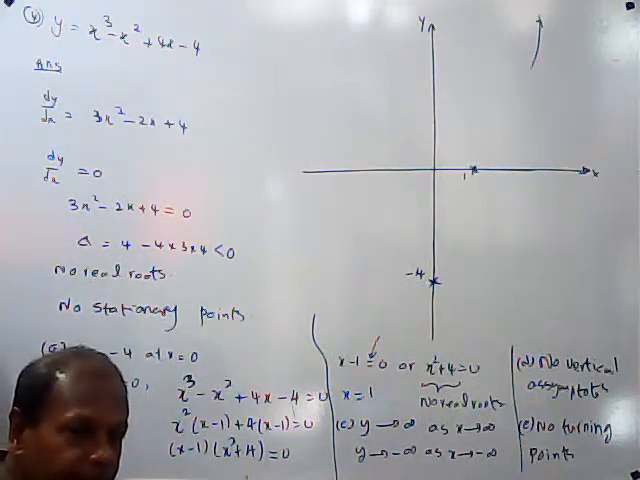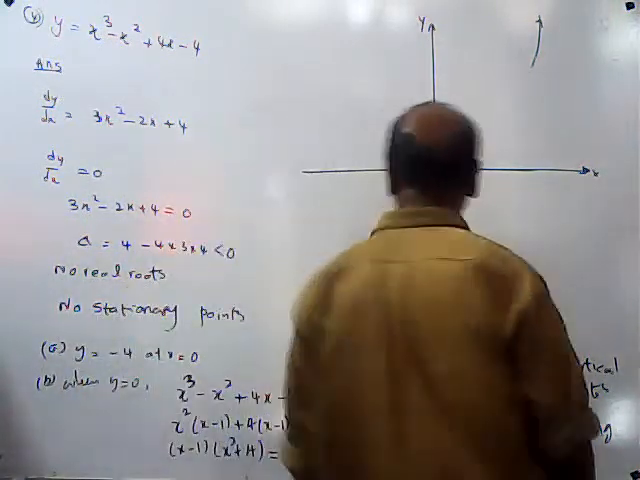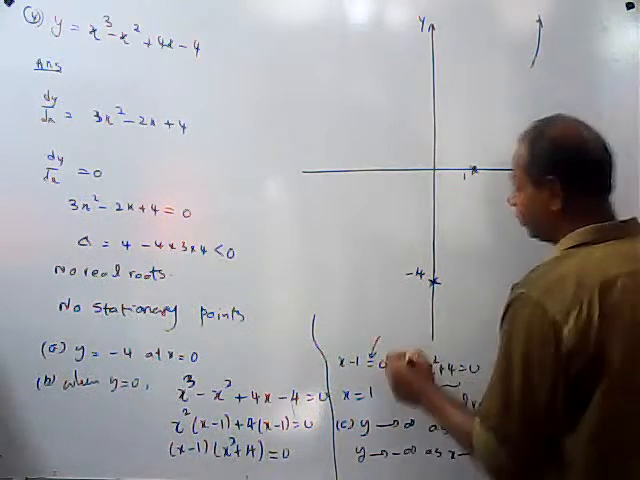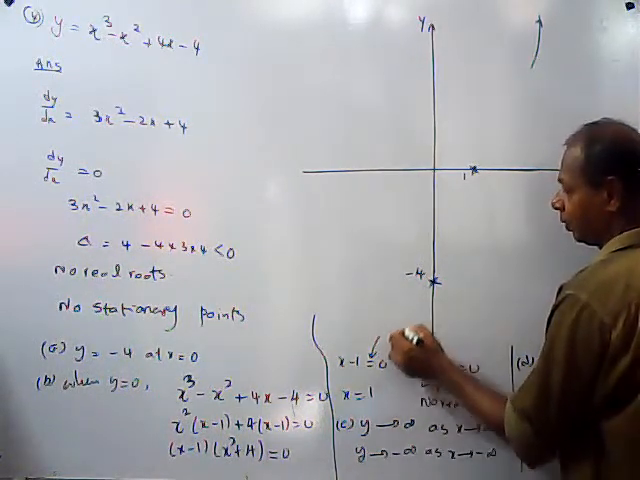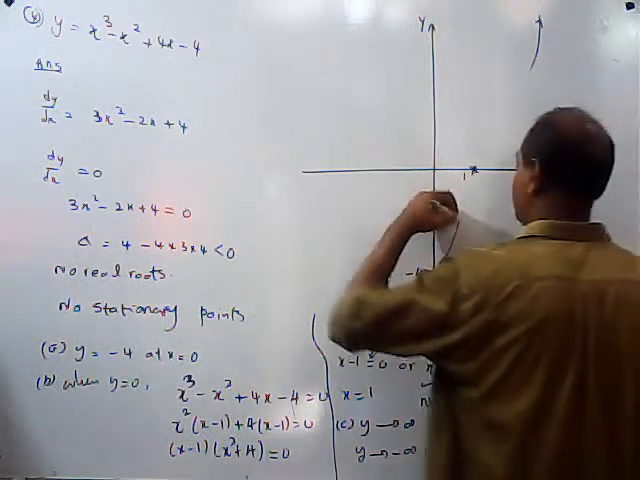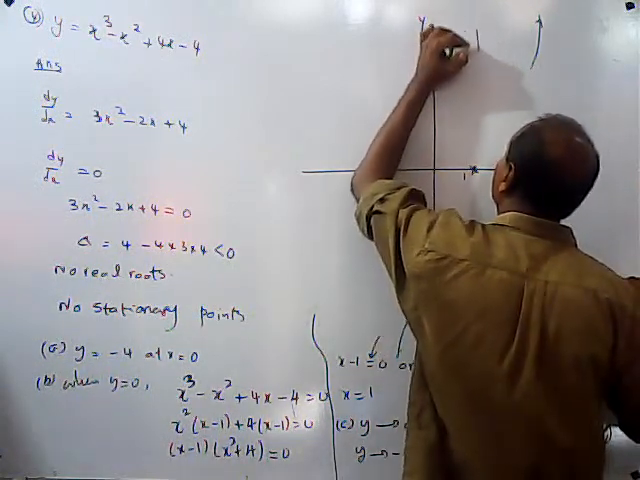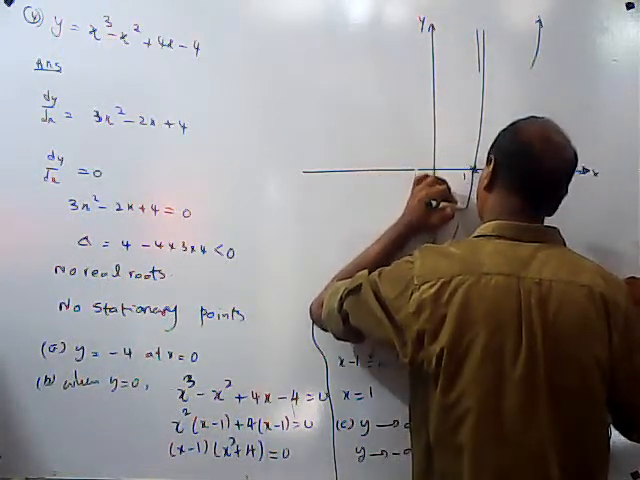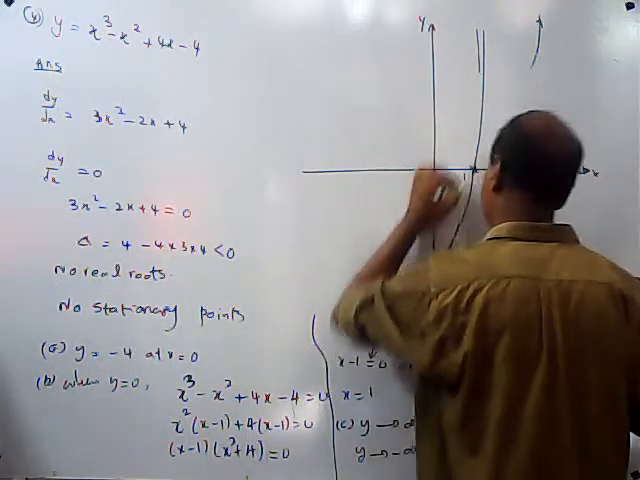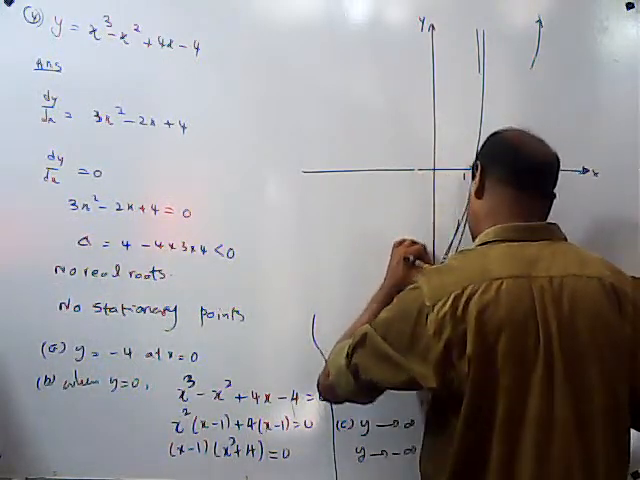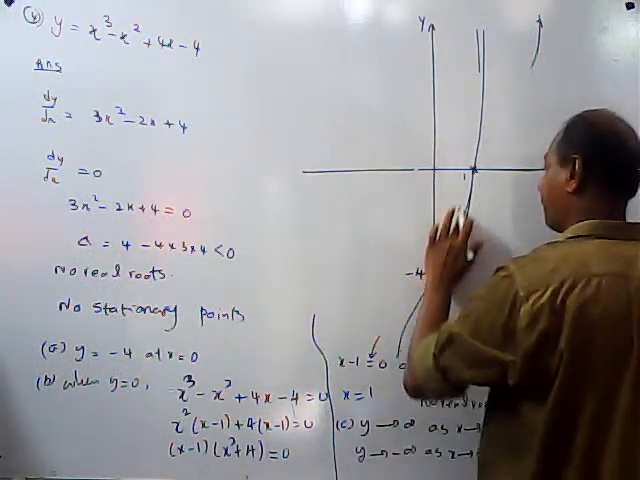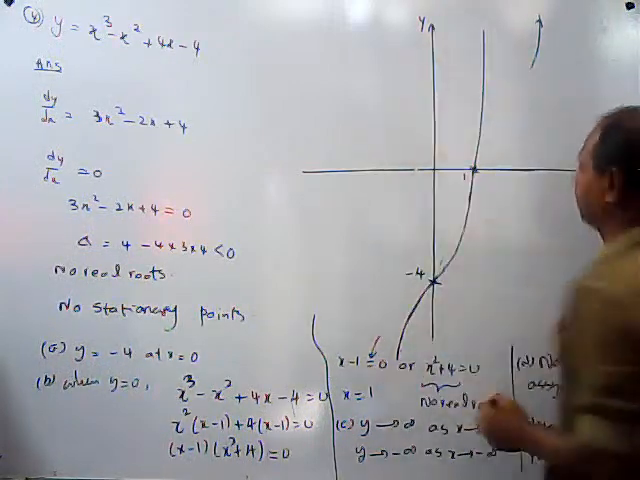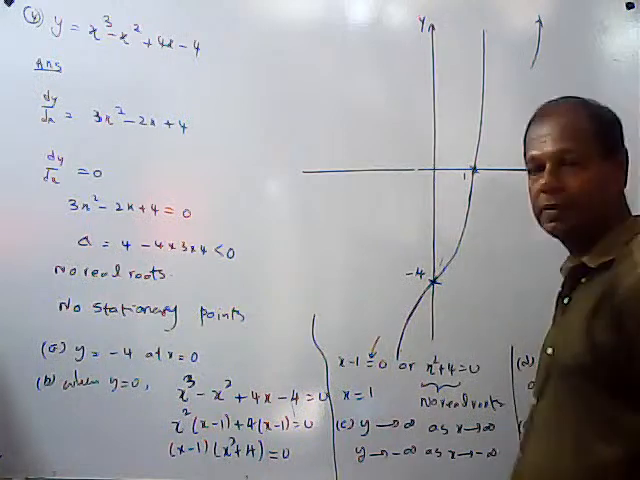Then how to draw this? No vertical asymptotes, no horizontal asymptotes, no turning point. And you just draw it like this. So that's how the graph looks.